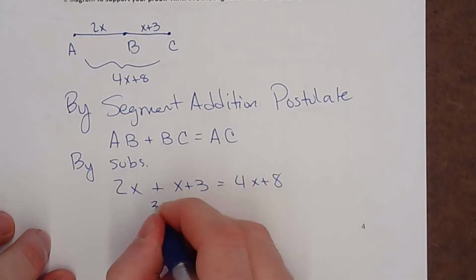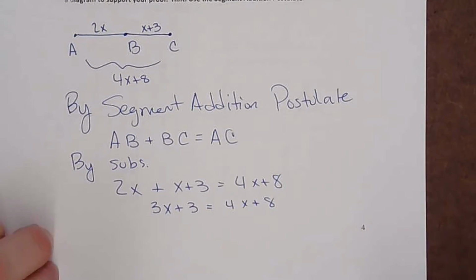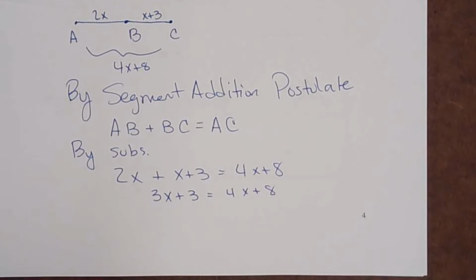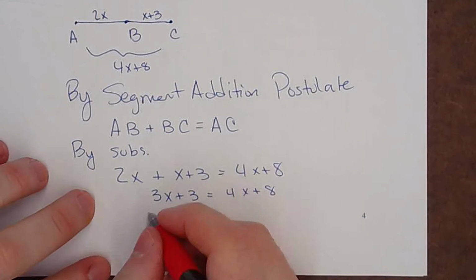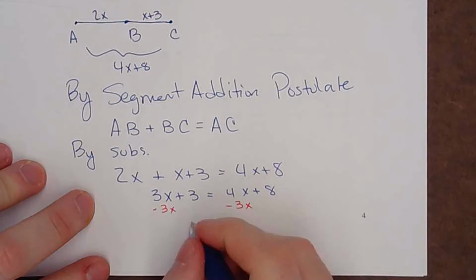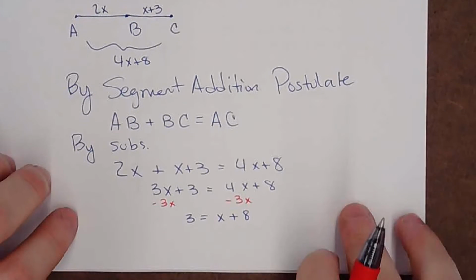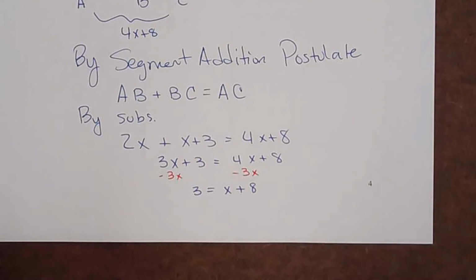2x plus x is just 3x. And now we're going to do the thing you would never do in real life, but you would always do in math class. What are we going to do? Get our x's together. I'm going to subtract 3x from both sides to keep it positive because that's kind of how I roll. Been saying it all year. I'll be here all week. And now I've got my x's all together.